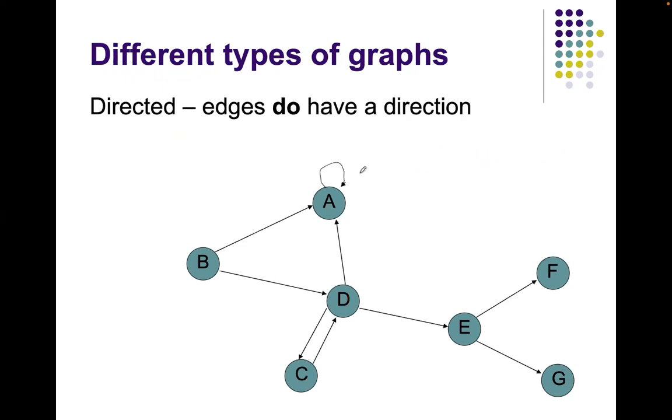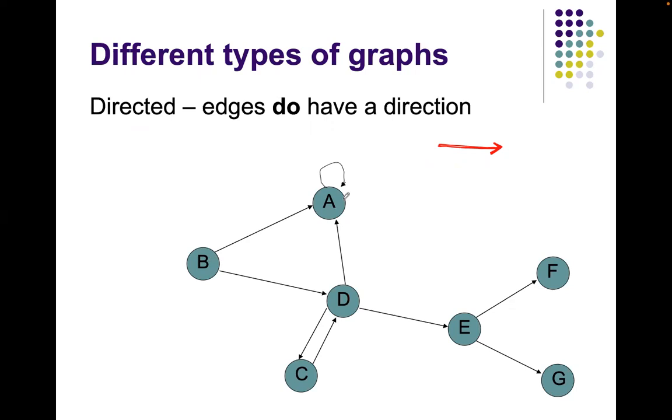But in a directed graph, the edge is going to have a direction, looking like an arrow. So the connection actually has a direction.